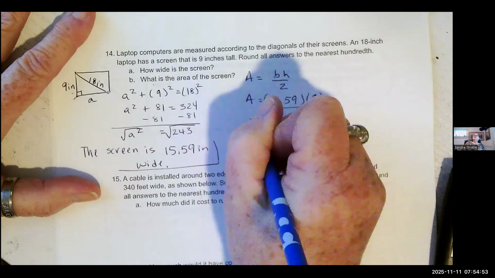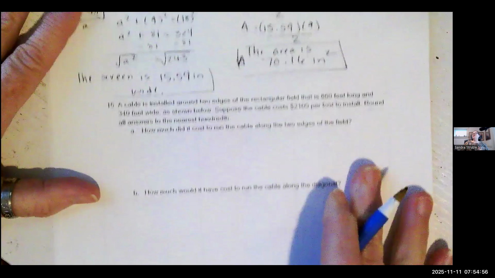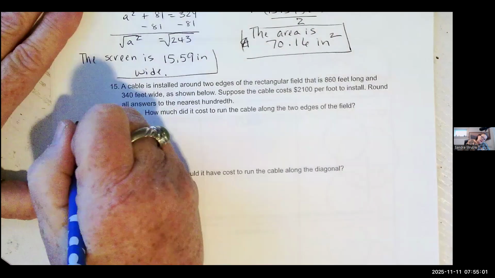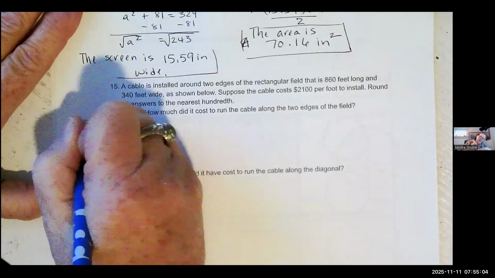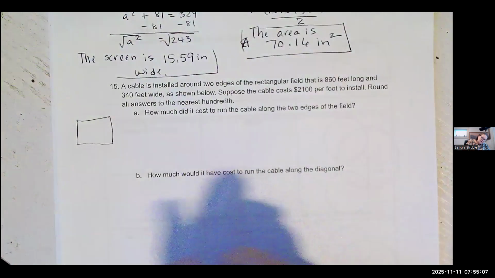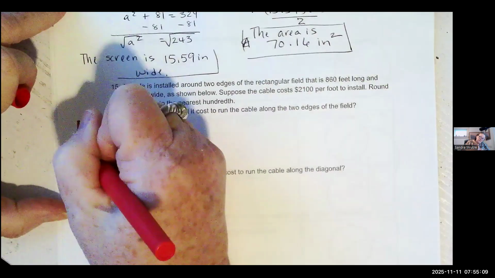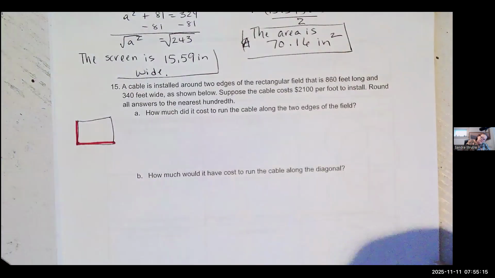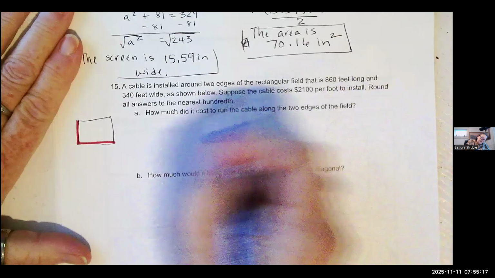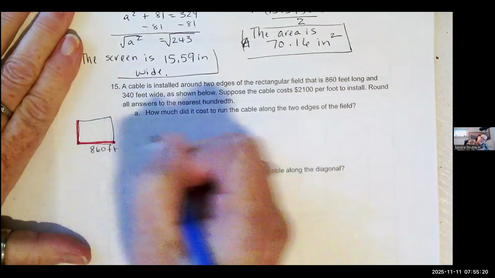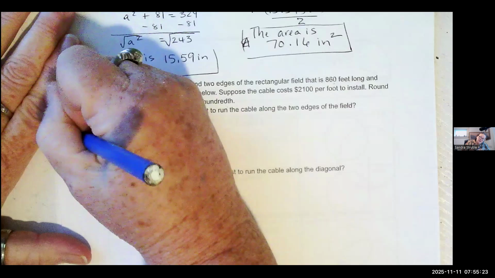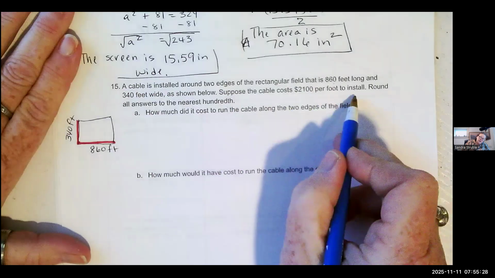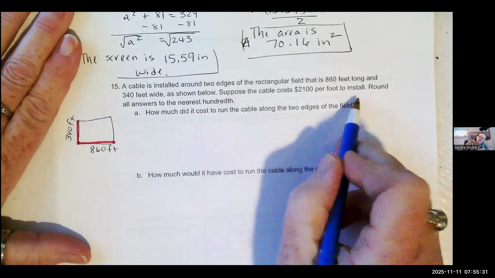Okay. A cable is installed around 2 edges of a rectangular field, right? So we've got a field. And they're saying that cable is installed around 2 edges. 860 feet long, 340 feet wide. All right, suppose the cable cost $2,100 per foot to install. Round answers to nearest hundredth. How much did it cost to run the cable along the 2 edges?